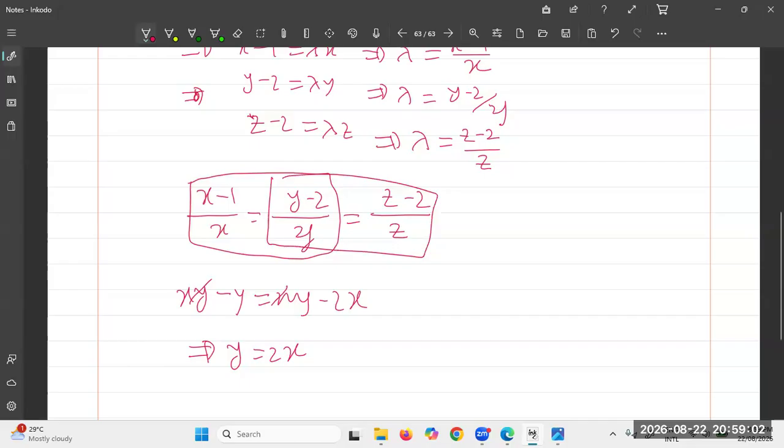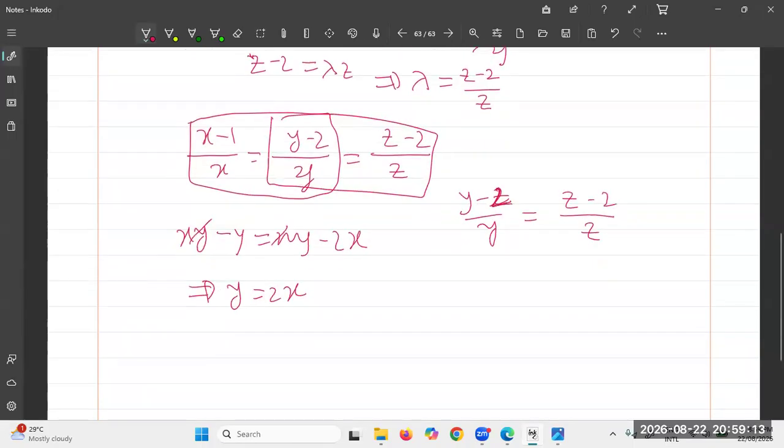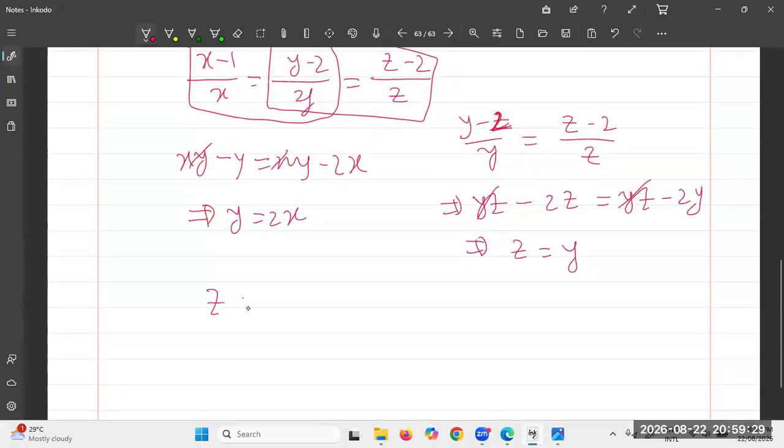Taking the second two ratios, y minus 2 divided by y equals z minus 2 divided by z. After cross multiplication, yz minus 2z is equal to yz minus twice y. So z is equal to y. So z is equal to y is equal to twice x. That is, we can replace z by twice x, and we can replace y also by twice x.